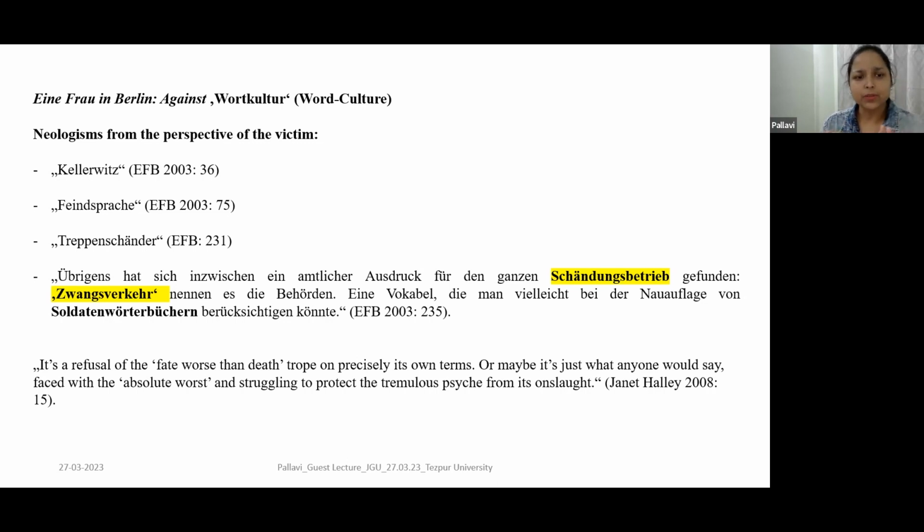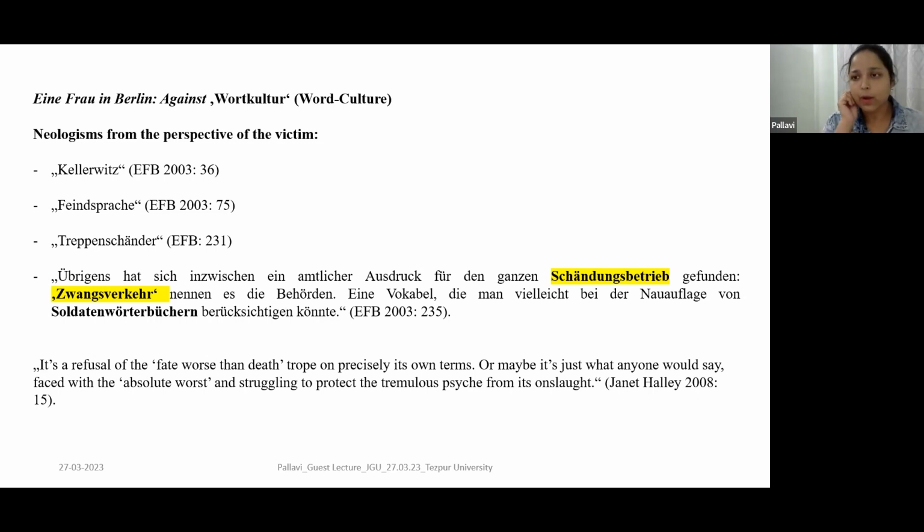And she is also using words like Zwangsverkehr. Zwangsverkehr actually exists, but for this word, she's using Schändungsbetrieb. Schändung is an occupation that they have taken upon in order to disgrace women, if you elaborate this word. So Schändungsbetrieb is another example of neologism.